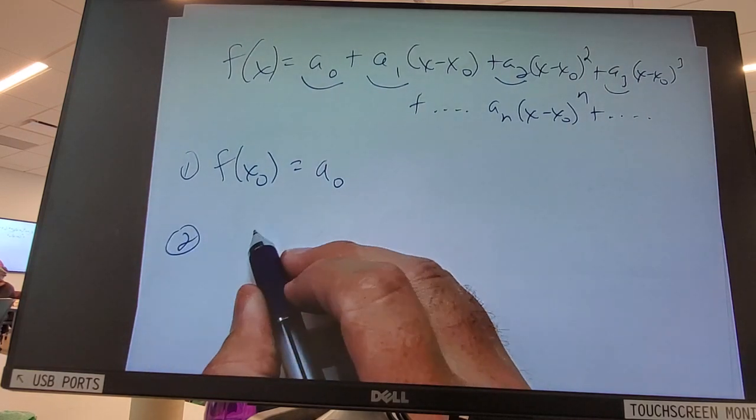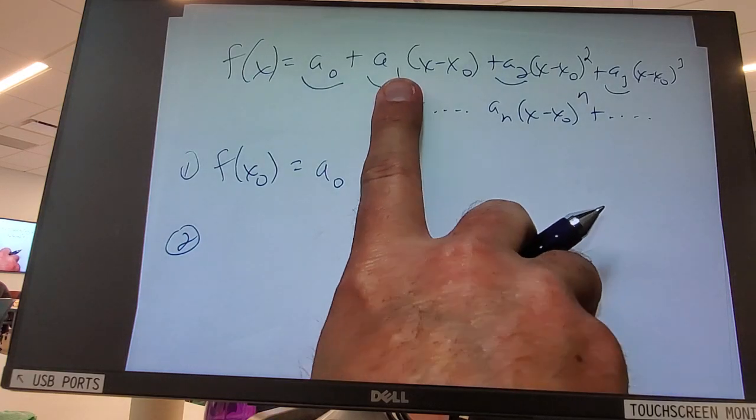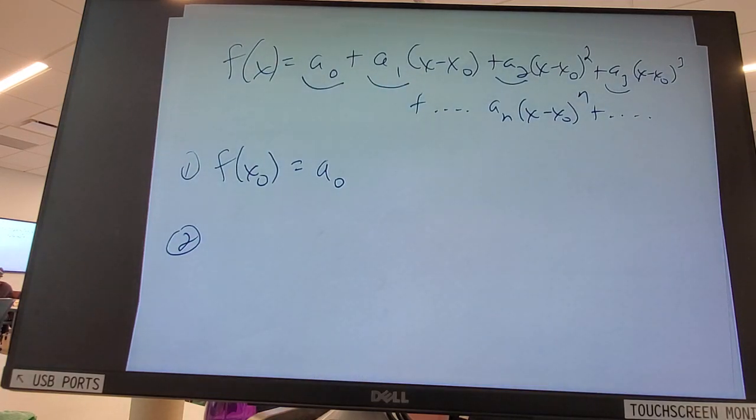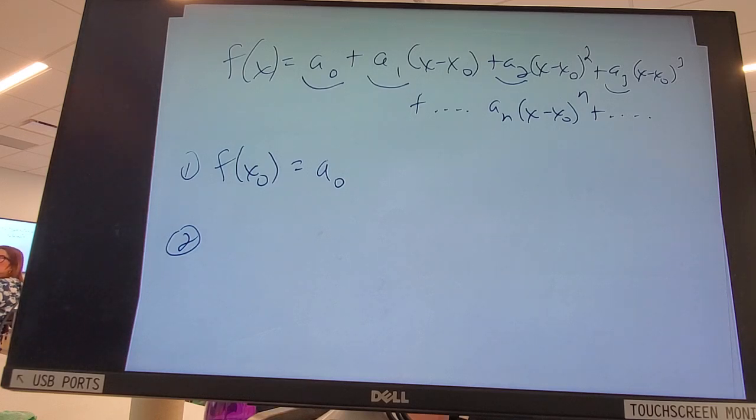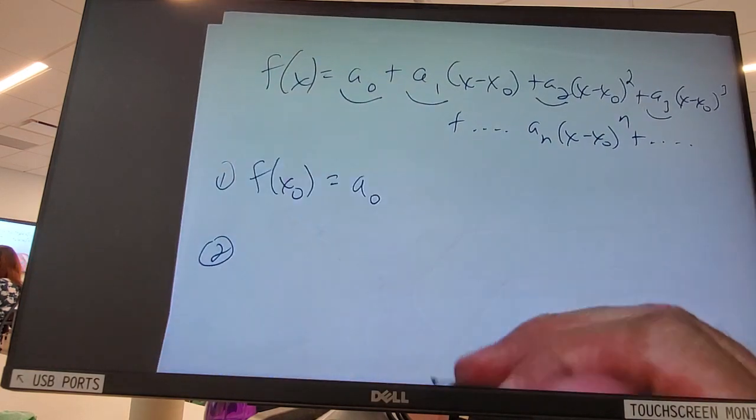How do I figure out, now here's the trick, how do I figure out A1? Why can't I just do what I just did? Is there any value I can plug in for x that kills everything except A1's term? No. You with me? Don't worry, you don't have to know the answer. Can you guys take the derivative of f? What's the derivative of f of x? You can do it. It's not that hard.